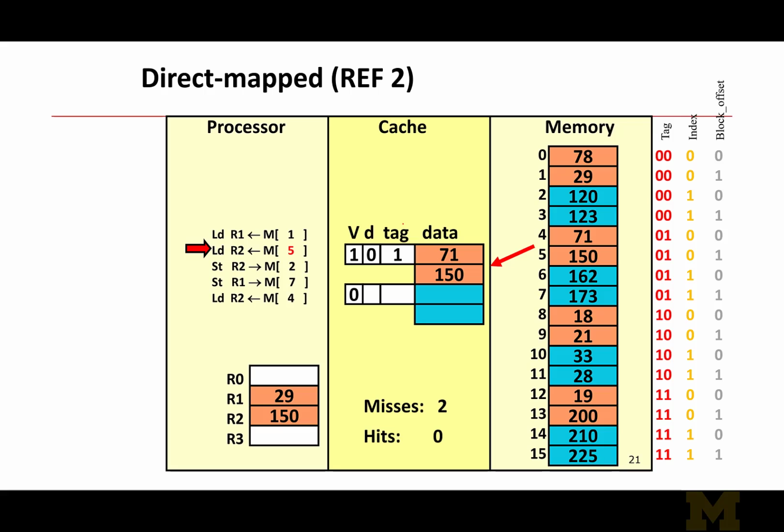So this is also a miss. You notice that the tag changed. Now let's go to the next instruction, store, which is accessing address 2.